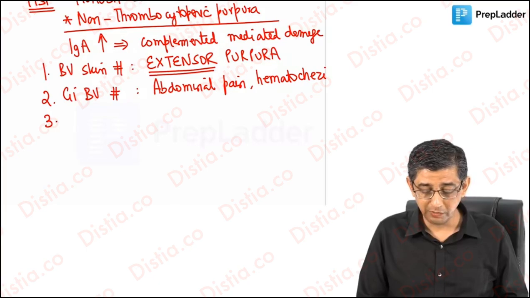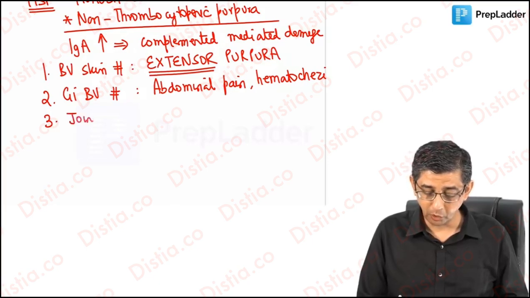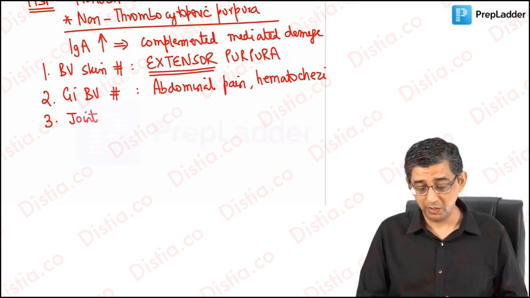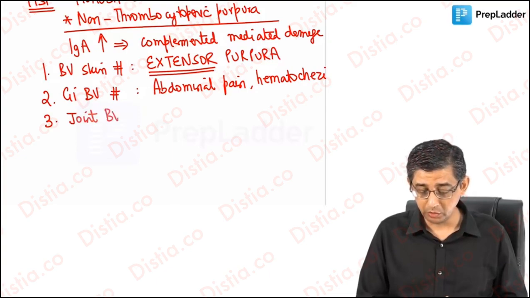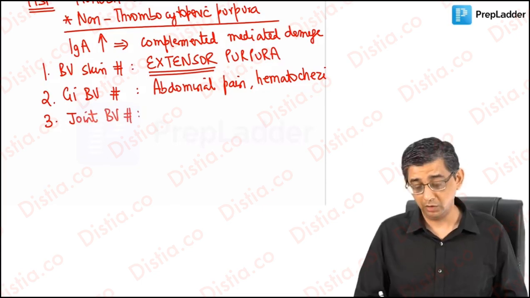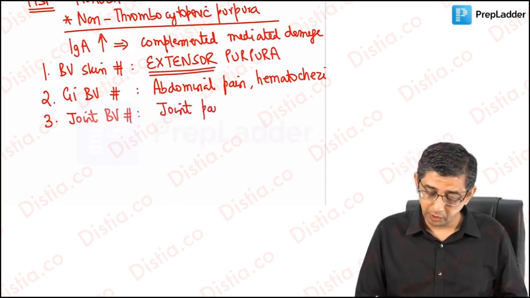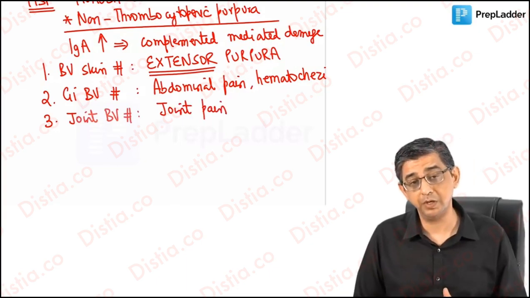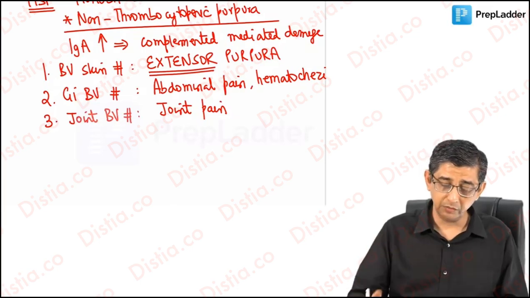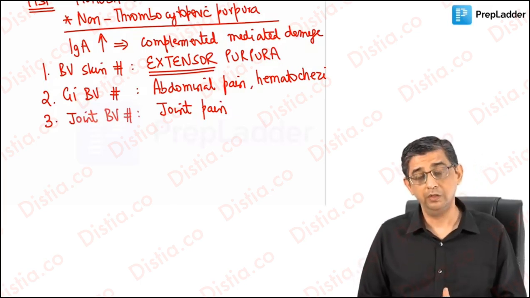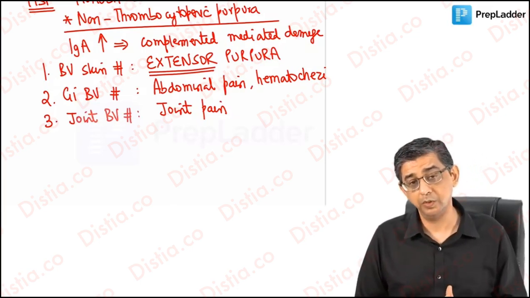The third one is blood vessels related to the joint space or related to the synovium. So once the blood vessels related to the joint are also involved, therefore joint pain and arthralgia will also come in. So we need to demonstrate all these manifestations in a patient, especially the skin involvement and the GI involvement. That is when we think in terms of Henoch-Schonlein purpura.